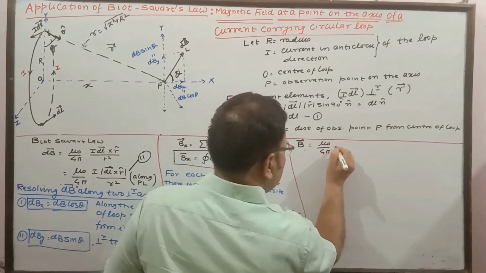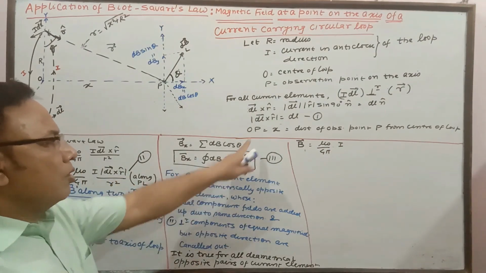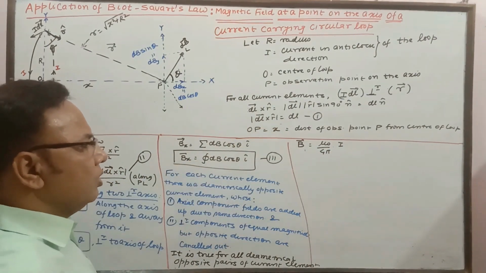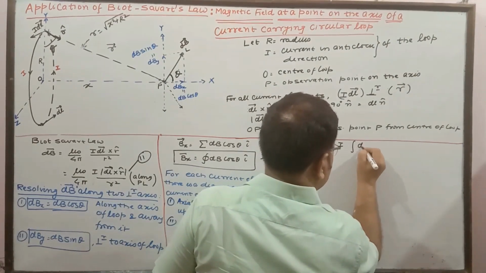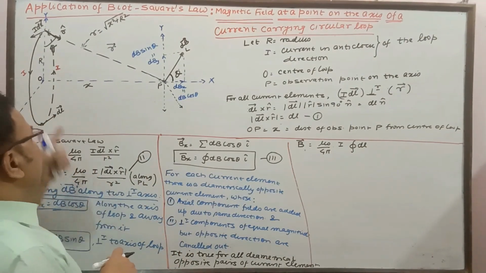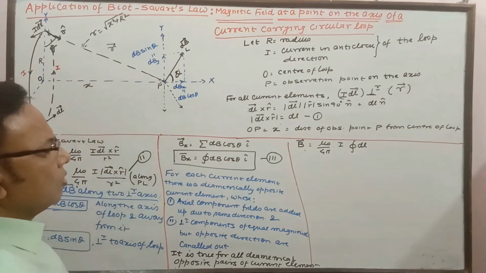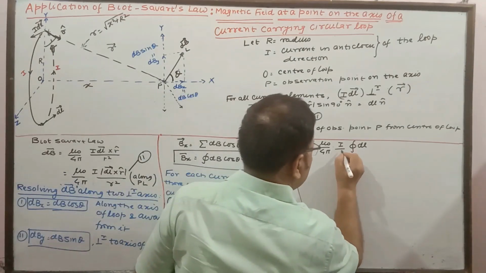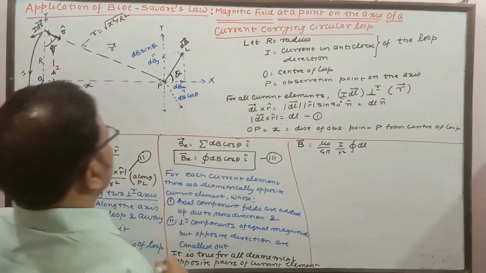Mu naught by 4 pi I dl cross r. The magnitude of dl cross r is only dl. So we can write dl, I is outside, r square, and that r is constant for all the current elements, so we can take it out of the integration sign. And last is cos theta. What is the cos theta from here?